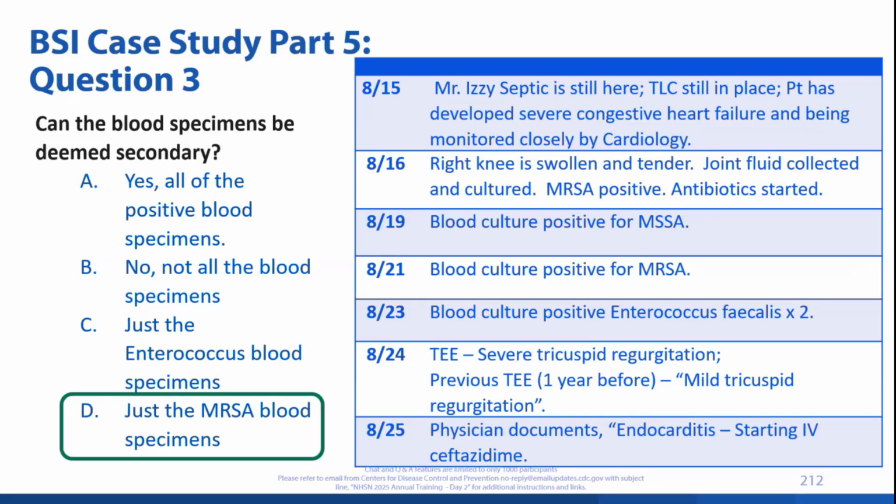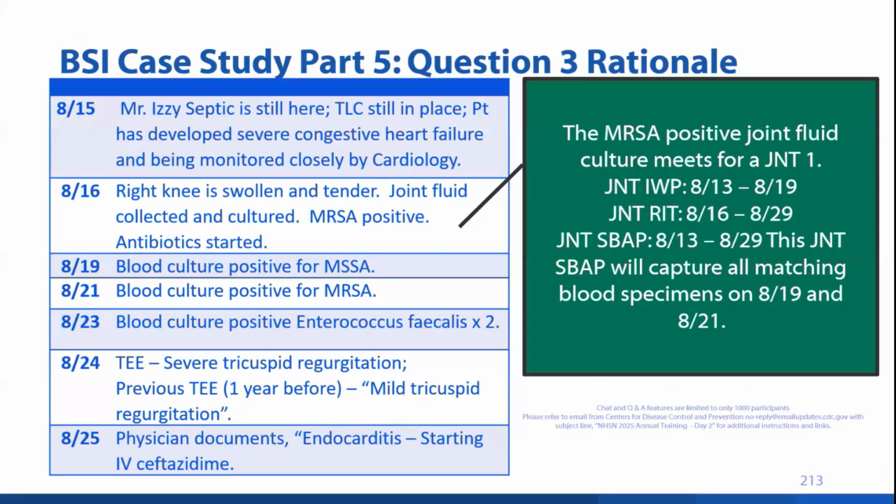So technically, no, not all the blood specimens was not wrong either. So let's look at it. The MRSA positive joint fluid meets for joint one, right? So that 8/16 joint fluid creates an 8/13 to 8/19 infection window period, an 8/16 to 8/29 repeat infection timeframe, and an 8/13 to 8/29 SVAP. The joint SVAP will capture all matching blood specimens on 8/19 and 8/21 because they contain an organism that matches the joint.